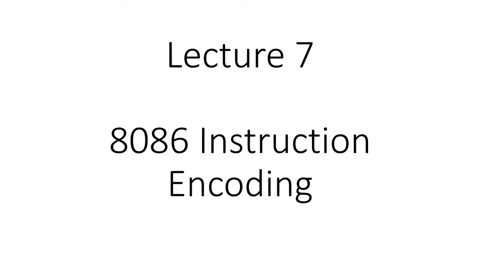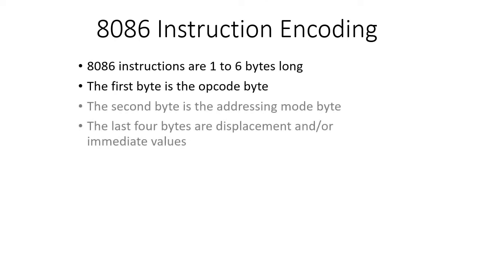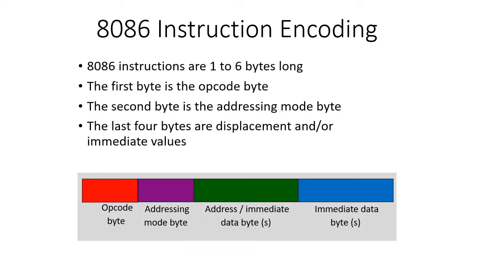In this lecture, we are going to look at the 8086 instruction encoding. Instruction encoding is all about the binary representation of microprocessor instructions. The Intel 8086 instructions are encoded into binary numbers that are 1 to 6 bytes long. This means that the shortest instruction is 1 byte long and the longest instruction is 6 bytes long.